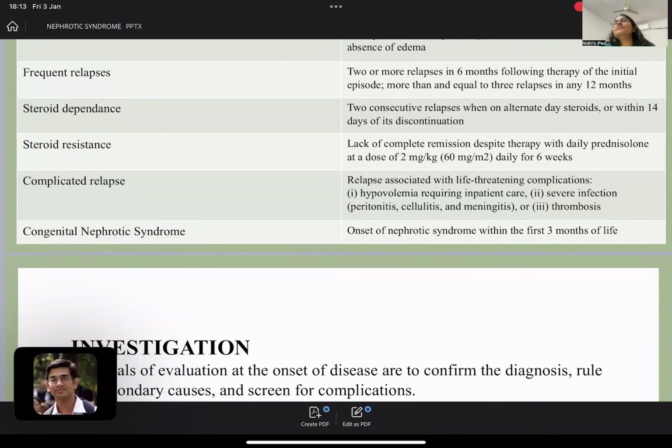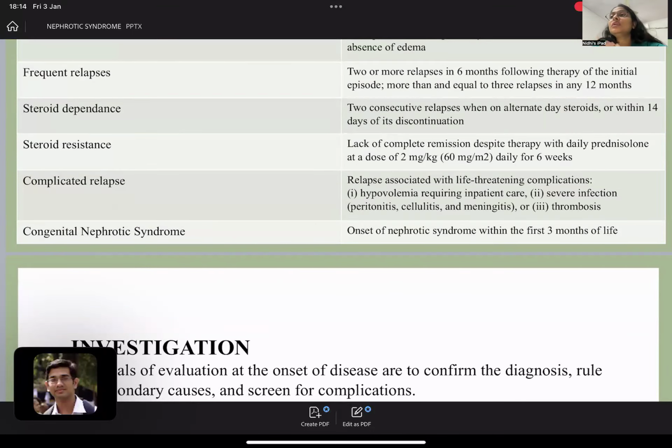What happens is, when we give treatment for nephrotic syndrome, typically we give steroids to the patient. Now if a patient has frequent relapses and we give long-term steroids, it can cause a lot of side effects. As you all must know, steroids cause a lot of side effects. So to prevent that in frequent relapses, we can change the therapy, which we will discuss later.